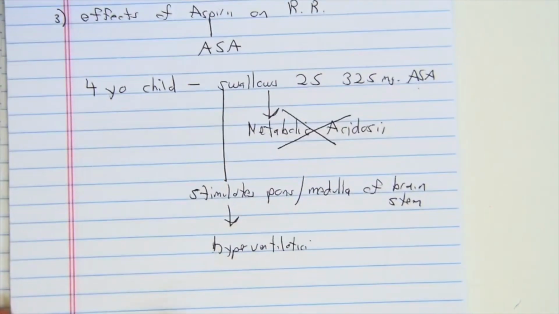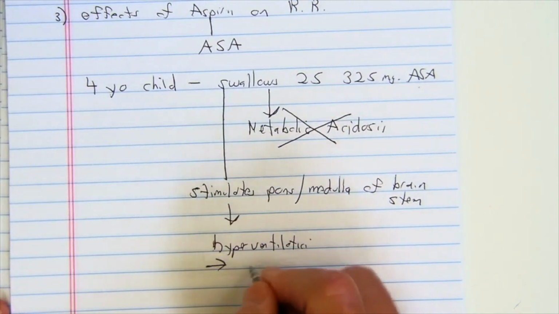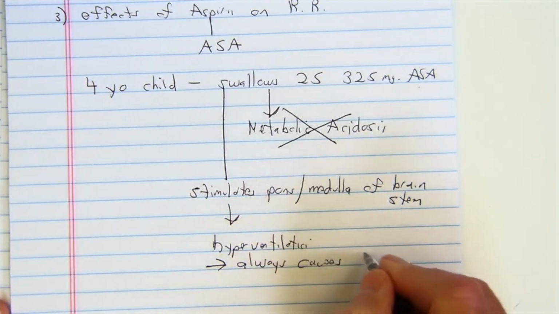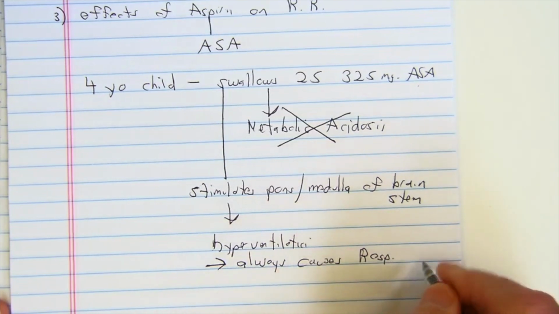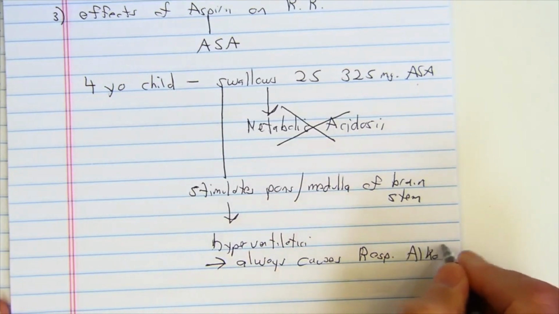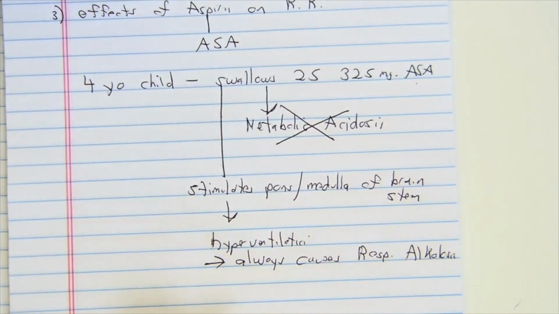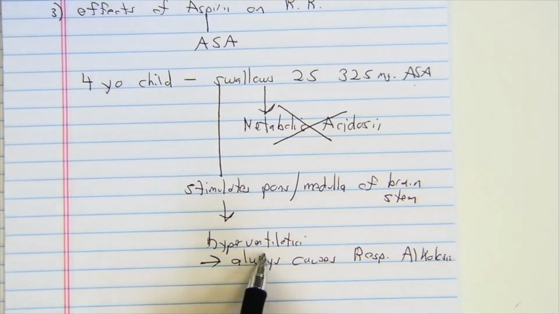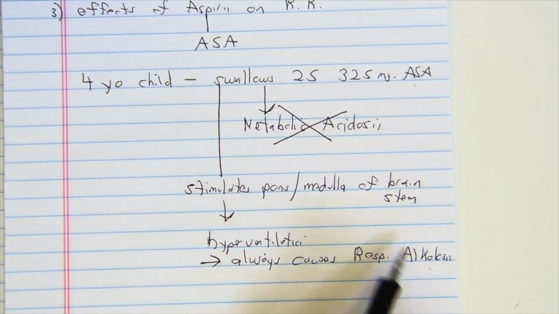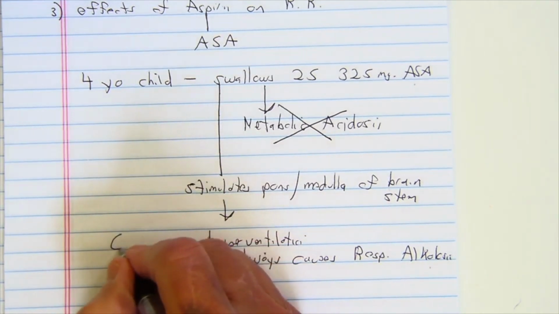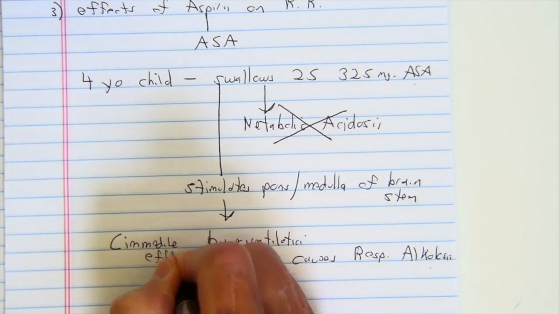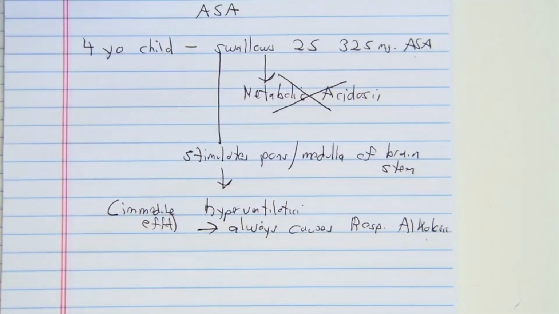And therefore, we know that hyperventilation always causes respiratory alkalosis. So it's the loss of that CO2 by hyperventilating. This could put you in an alkaline state by taking too much aspirin. That's the immediate effect. So the immediate effect is going to be a hyperventilation and respiratory alkalosis.